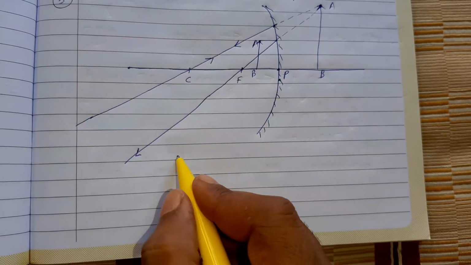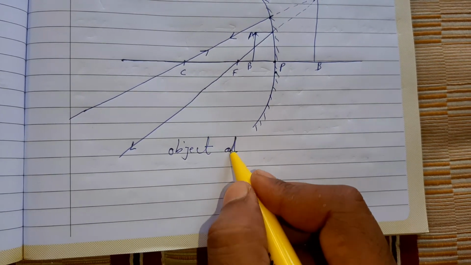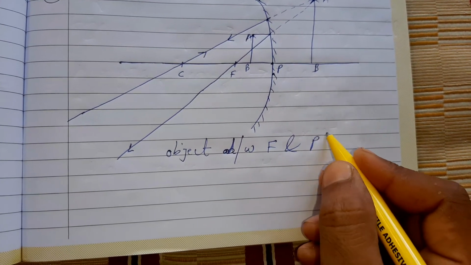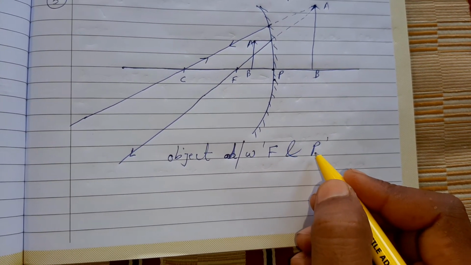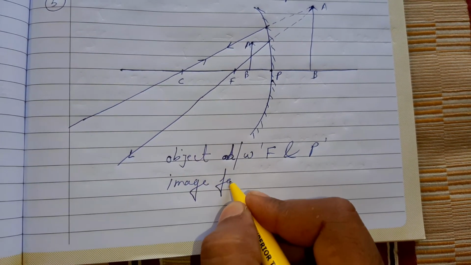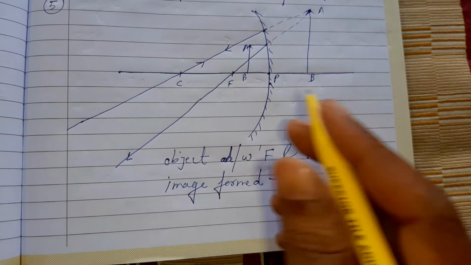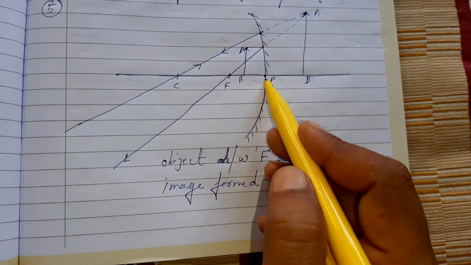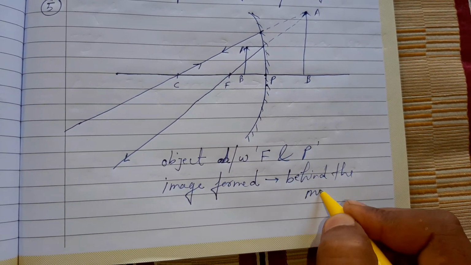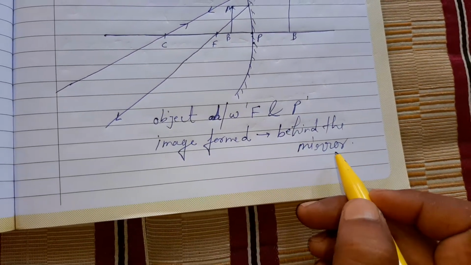So when the object is between F and P, F means focus, P means pole, where is the image formed? The image is formed behind the mirror.